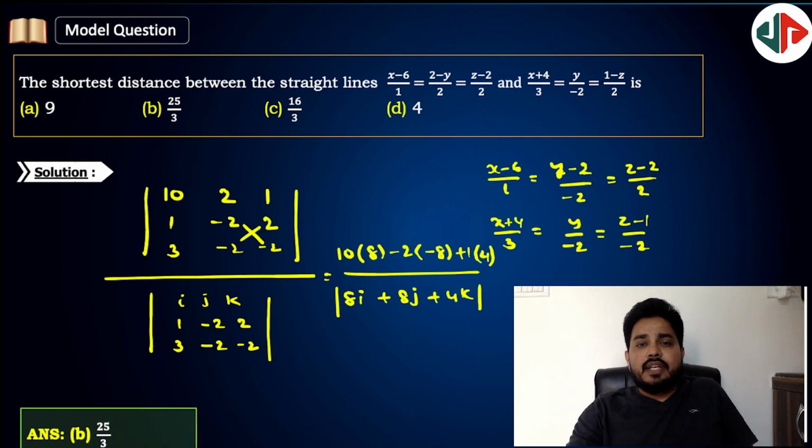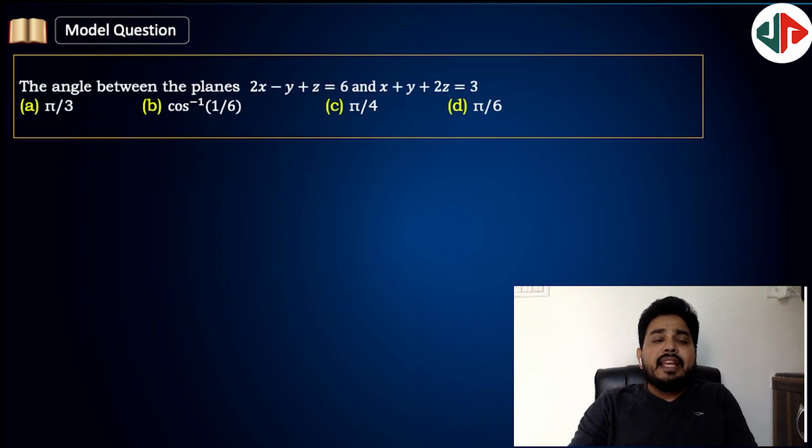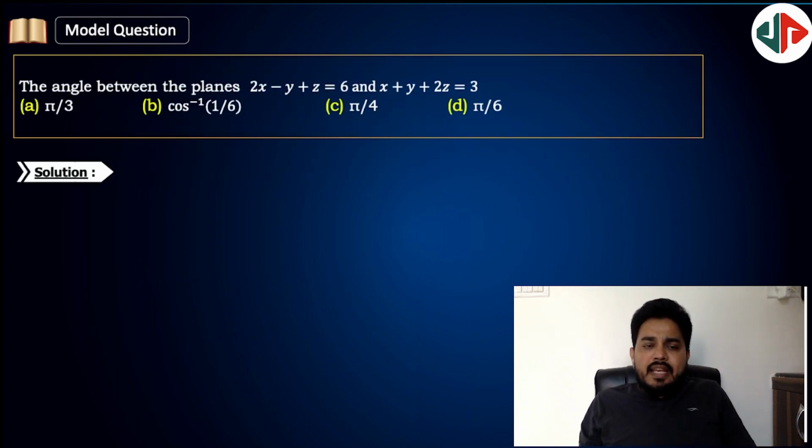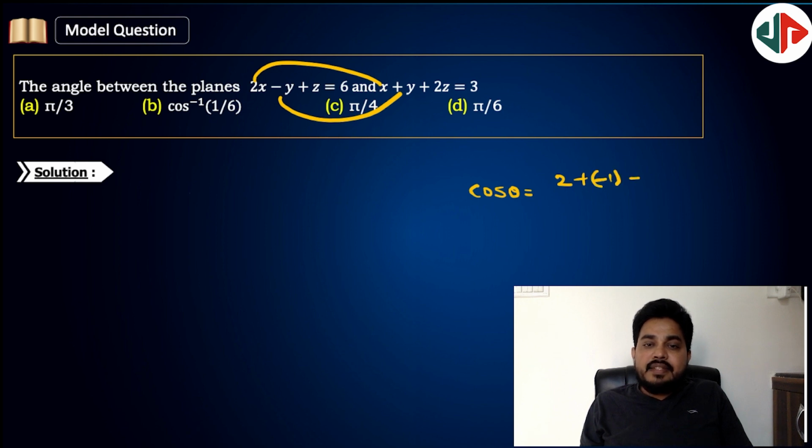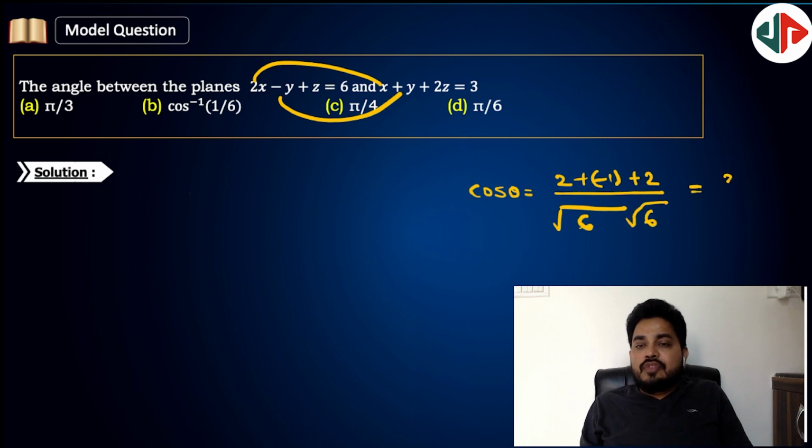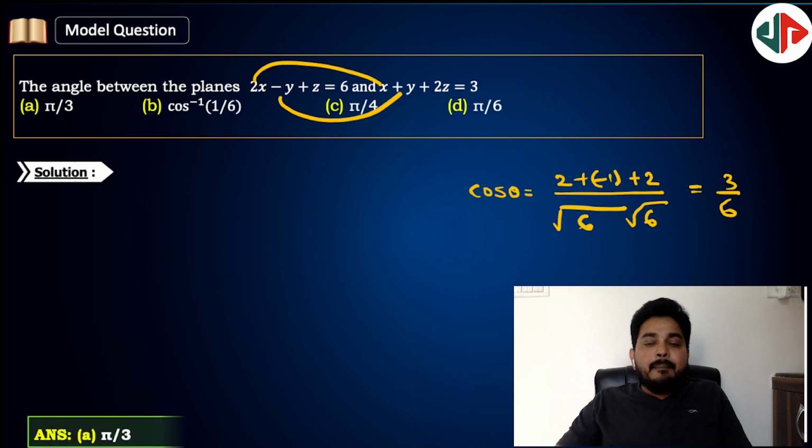Moving to the next question, angle between the planes. The angle between the planes formula is cos theta is equal to a1 a2, that is 2 into 1, 2, plus b1 b2, that is minus 1, plus c1 c2, 2, by root over a1 square plus b1 square plus c1 square into root over the other. So which is equal to 3 by 6. Answer is pi by 3.